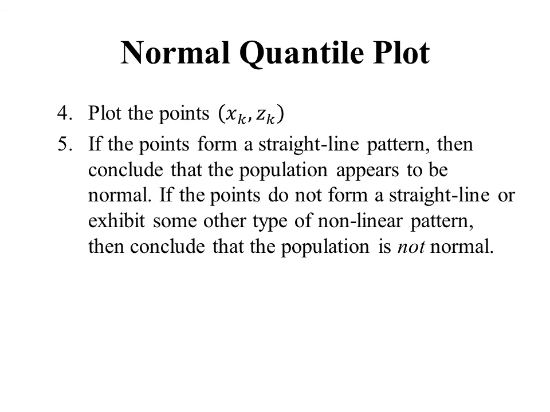If the points form a straight line pattern, then we conclude that the population appears to be normally distributed. If the points do not form a straight line or exhibit some other type of nonlinear pattern, then conclude that the population is not normal. So the interpretation is to simply look for a straight line pattern. If we see a straight line pattern, then that indicates a normally distributed population. If we see something other than a straight line pattern, then we conclude that the population is not normal.